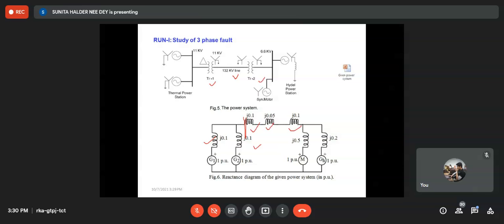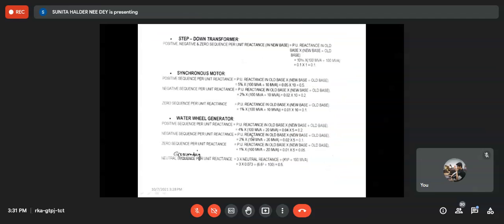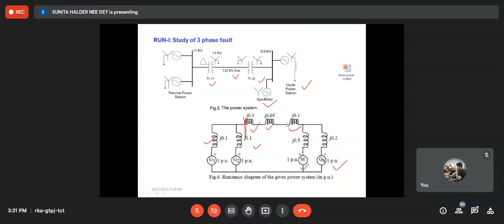I have done these things in detail in my performance classes. Then on the 6.6 kV side, there is a hydro power station and a synchronous motor. Both are in parallel. This is the motor I have marked as M. This is the hydro generator, GH. Whatever the per unit values are, they are available from this calculation. You see here it is 0.2 for the water wheel generator, 0.5 for the synchronous motor. From there I have put these values, right? I hope you can understand that. Do you have any doubt in this part?